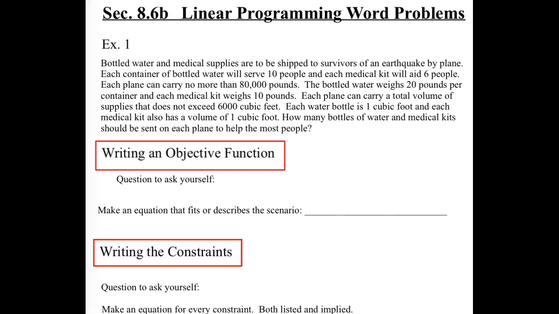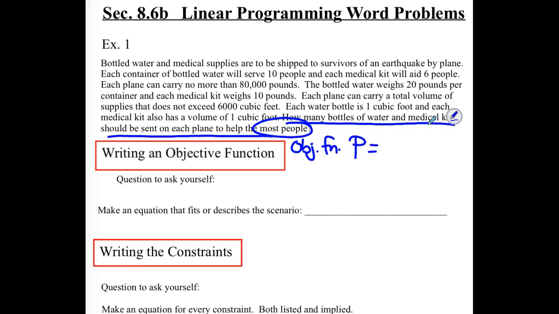So we are trying to maximize what? What's the last sentence say? Most people helped. We're trying to maximize how many people we can help. What we're trying to figure out is how much water and how many medical kits should we send to do that. Does that make sense? Okay. So we want to maximize people. So our objective function is going to have something to do with the people that we can help.